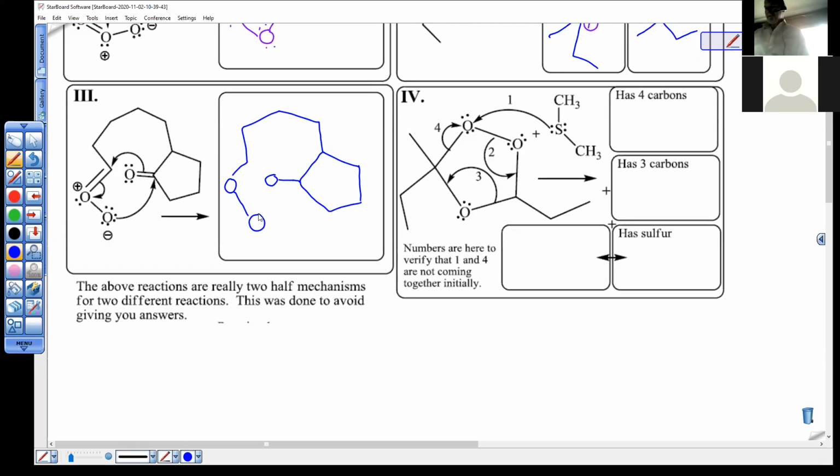Okay, new bonds are in red. We made a bond from here to here. And we made a bond from here to here. Doesn't look pretty. Doesn't have to. Lone pair situation, the O here did not change. The O here had 1 and is getting a new 1. The O on the bottom had 3 and it lost 1. So once again, all the O's are neutral.